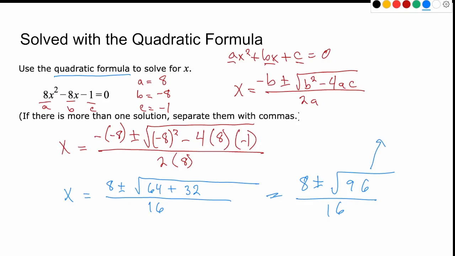And so what we're looking for is, is 96 divisible by a perfect square? What I mean by perfect square, certainly it's divisible by 1, but then there's 2 squared is 4, 3 squared is 9, 4 squared is 16, 5 squared is 25. So 96 probably can be divided by 4 or 16. If you try 16, what you'll see is that 96 divided by 16 is going to give you 6. 6 times 16 gives you 96.